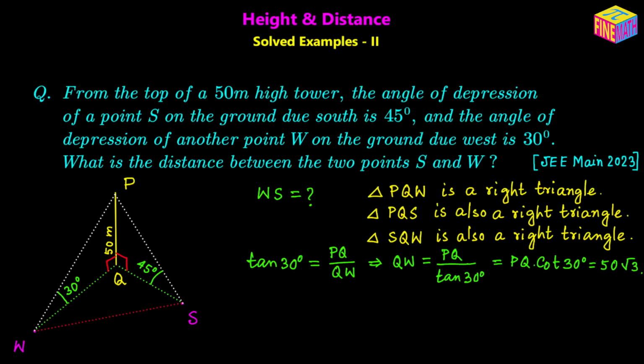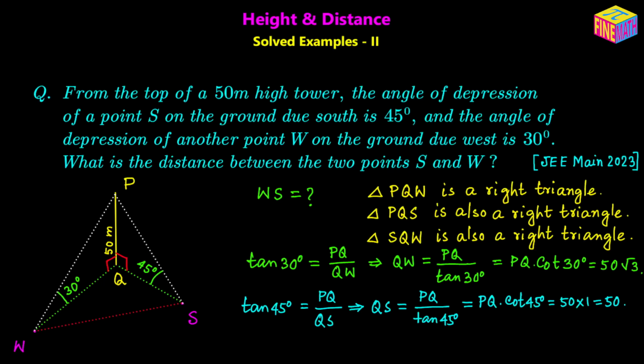The unit is of course meter because here we are talking about a distance which is QW, so the QW distance is 50 times square root of 3 meter. And next let's take a tangent ratio of the 45 degree angle for the right triangle PQS. There again we can clearly see that the value of QS will be equal to 50 meter.